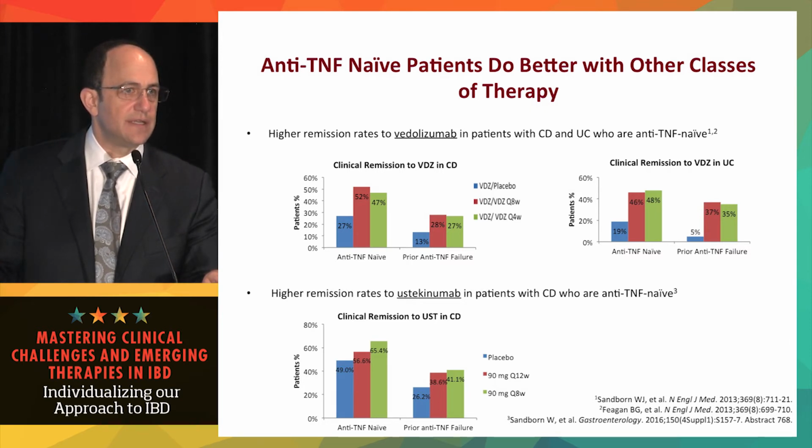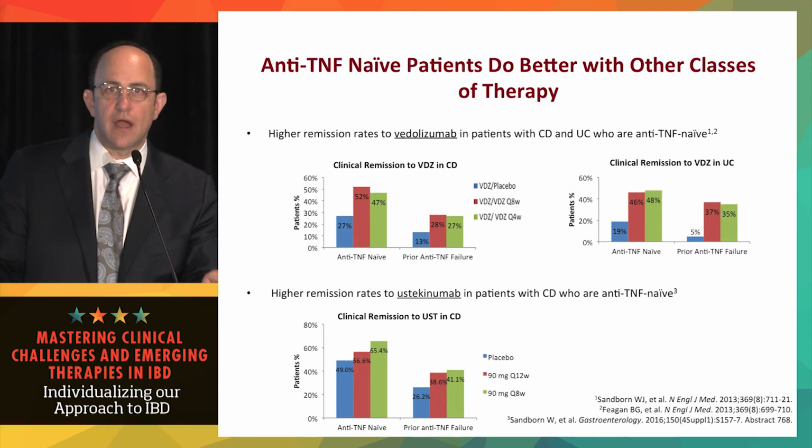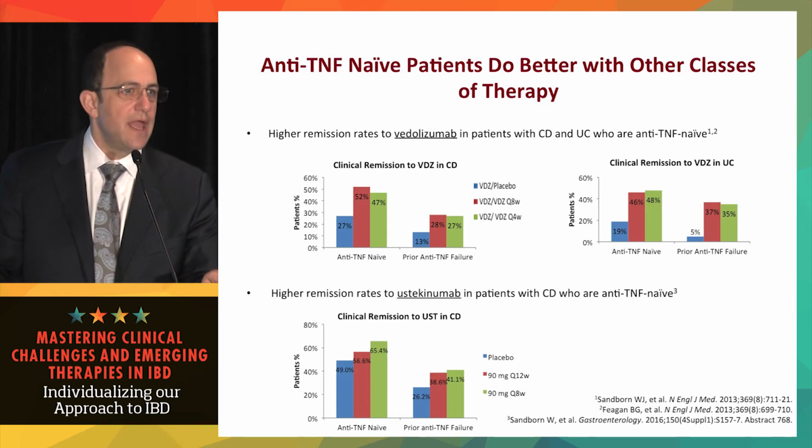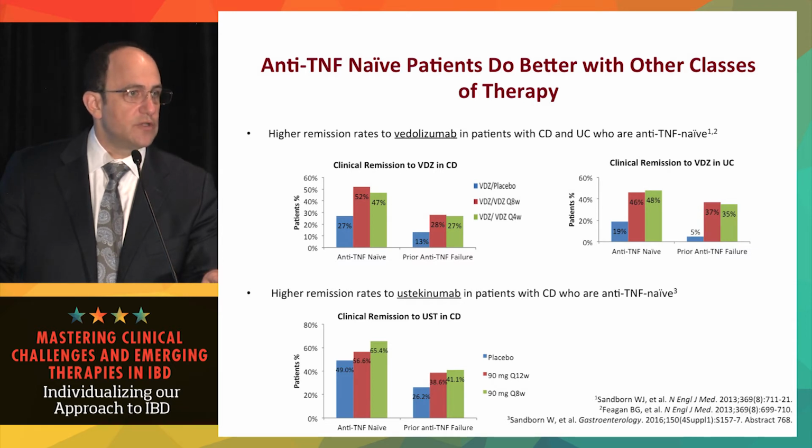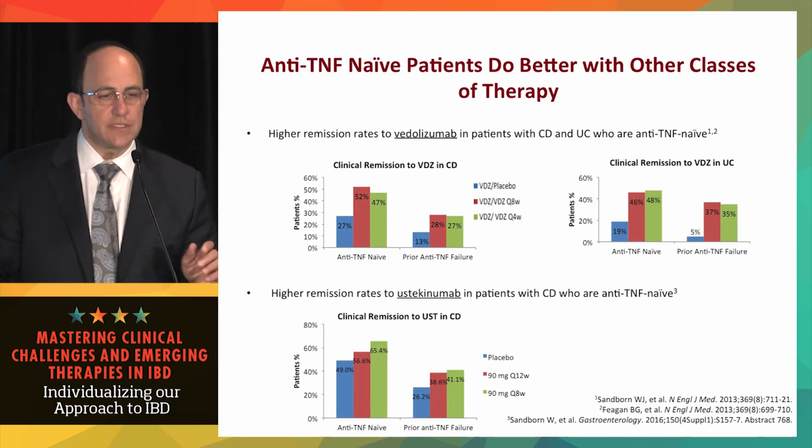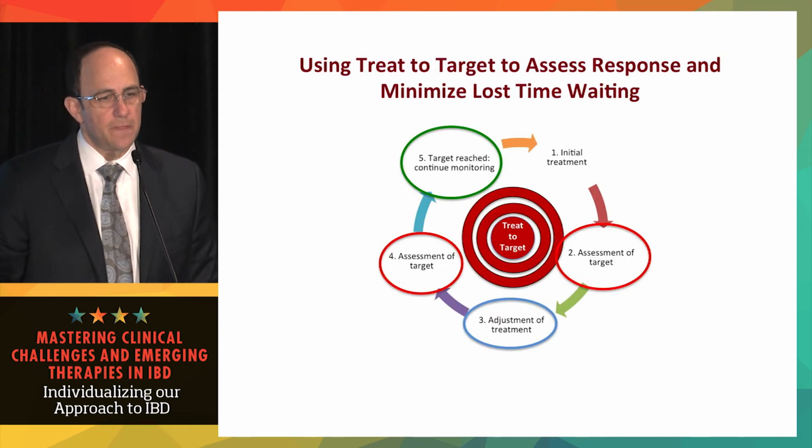greater likelihood of response. So it gets back to Mark's talk, which is when should we be thinking about using vedo as a first-line therapy, or when would we use ustekinumab as first-line therapy? And also when we communicate with patients and payers, the discussion about why we want to use one drug over another and how important it is to get our patients where we need them to be.